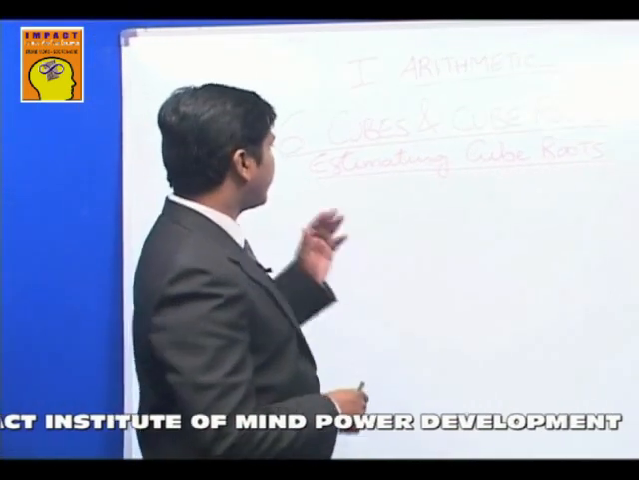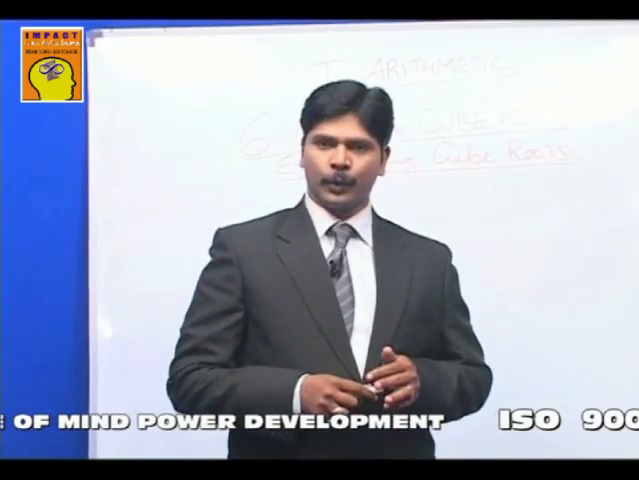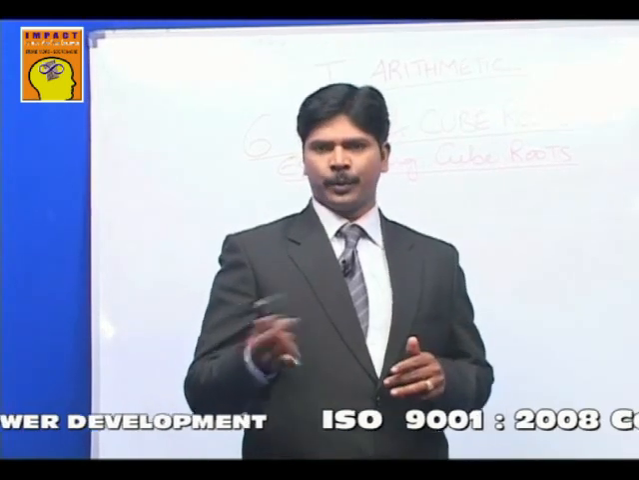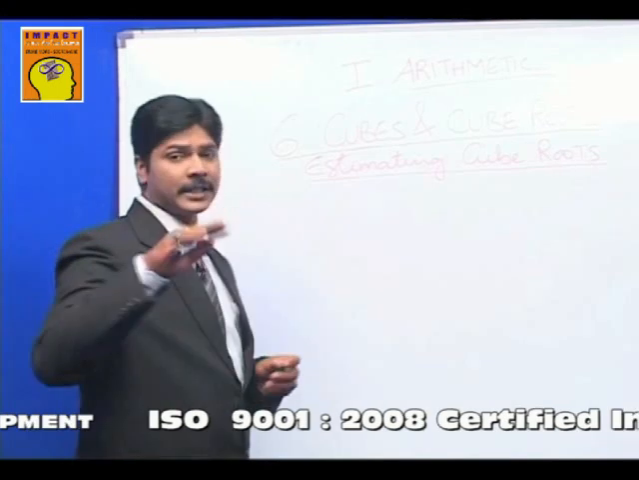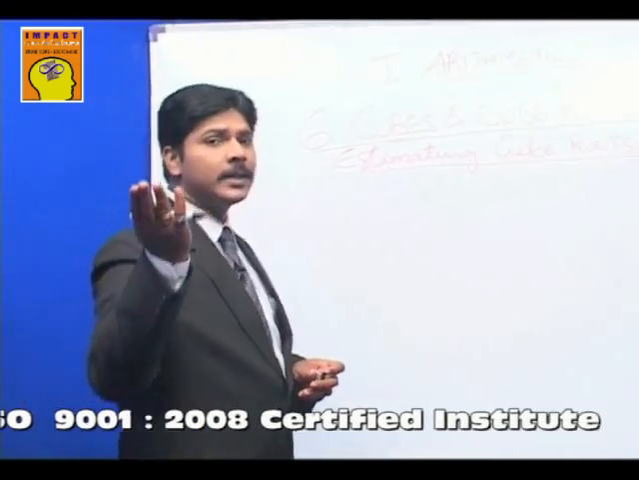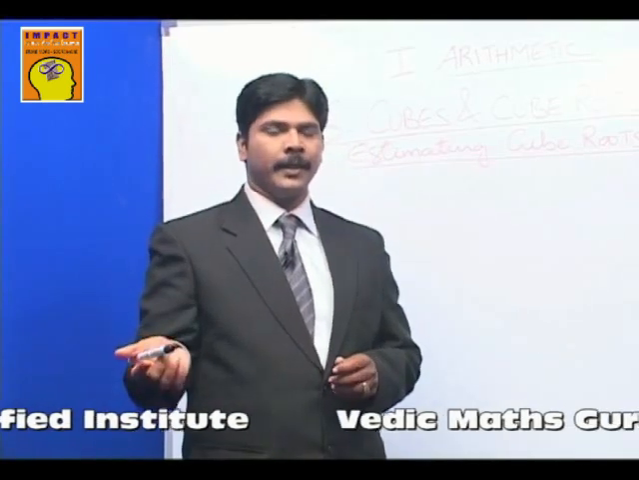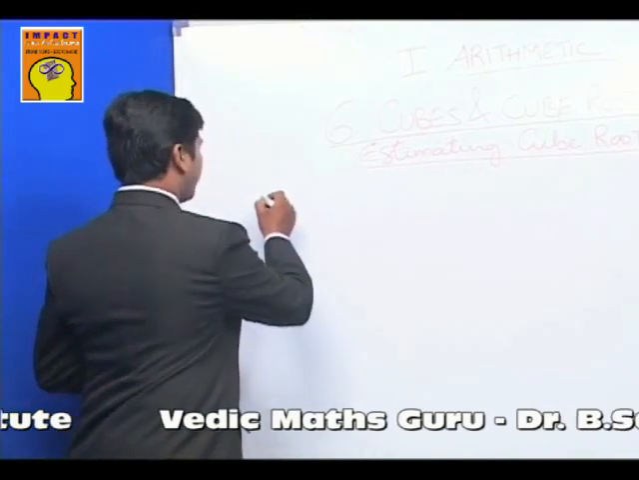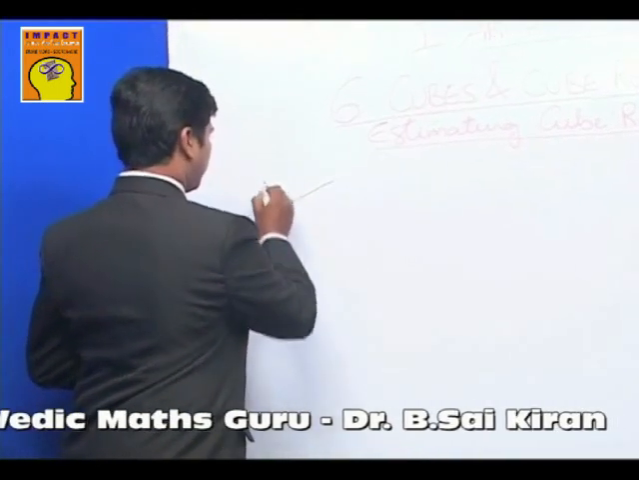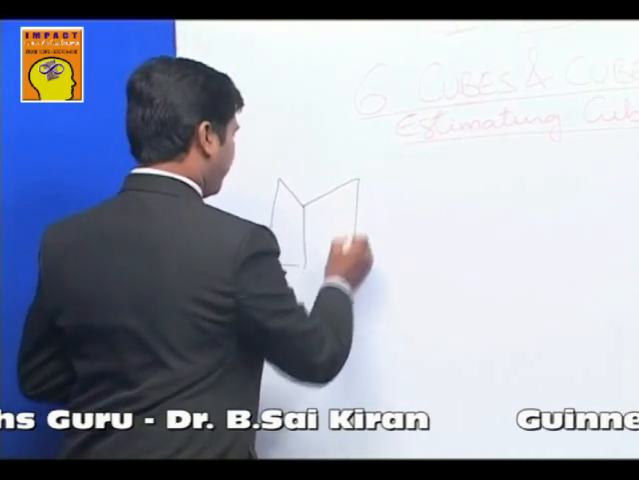Now we'll see the next technique, that is estimating cube roots. Now what is estimating cube roots? I've already explained what estimating square roots is. The square area is given as some number, and you have to find the sides. In the cube it's also the same thing. So this is a cube, right? Just a rough diagram.